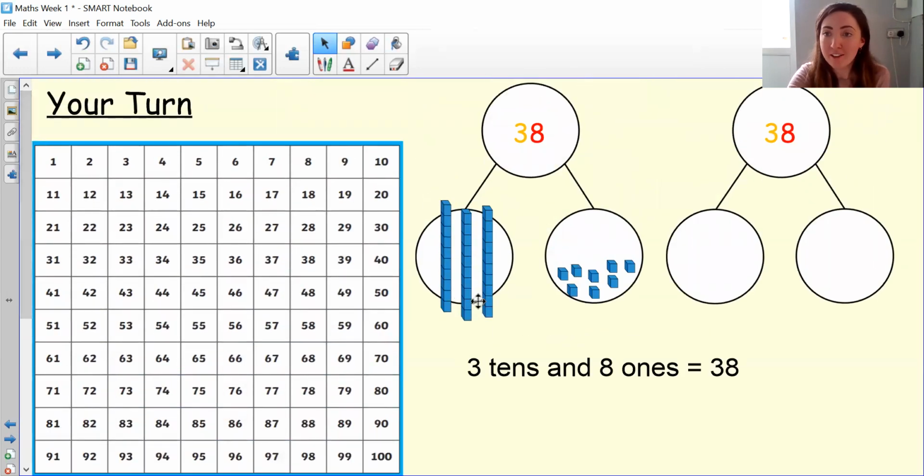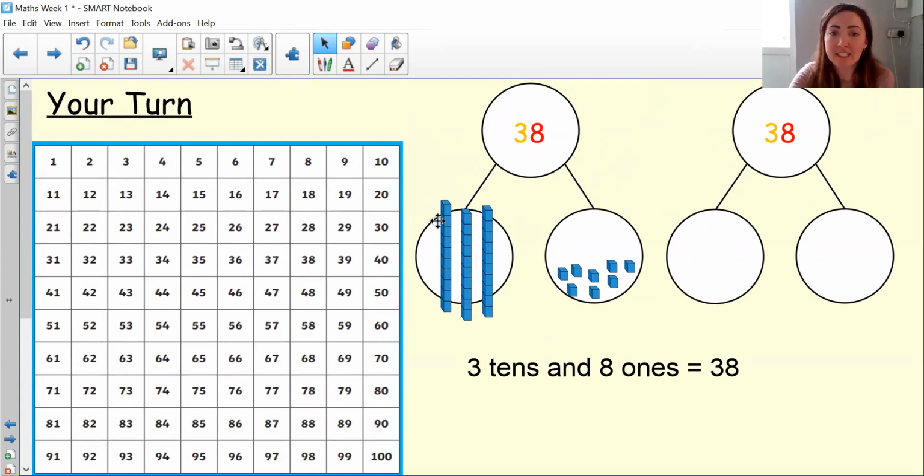Okay, so was this what it looked like for you when you represented your number 38? 3 tens and 8 ones. Amazing if you did. So what is 3 tens then? What number should go in here? If you haven't completed your part whole model, writing the numbers in, then do that now. If you have done it, then continue watching.